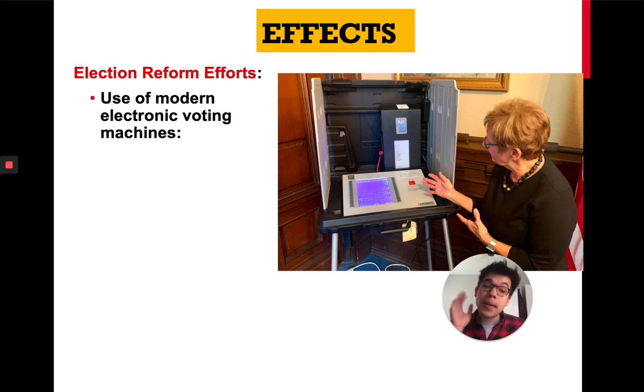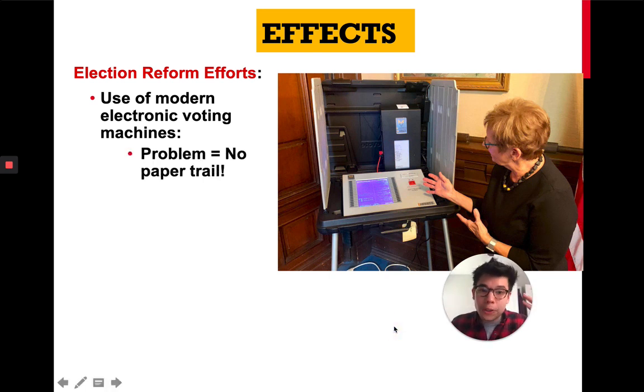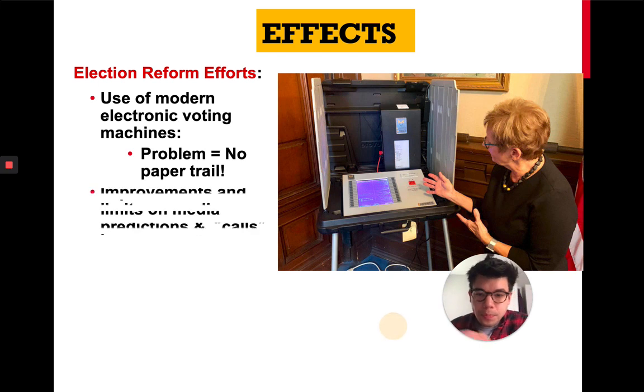But for one, we begin to see the use of electronic voting machines, right? Where paper seems too unreliable. We should do everything electronically. One problem though is there's no paper trail, right? Computers, electronics, the internet, it's very easy to manipulate and not have a paper trail or any form of proof as to who cast their vote for whom, right?